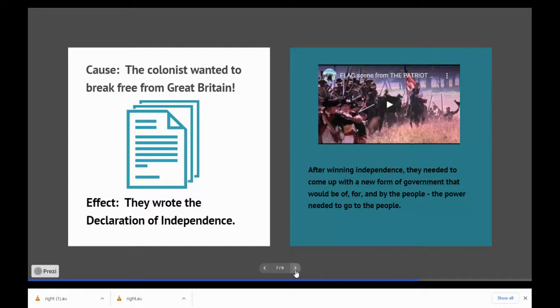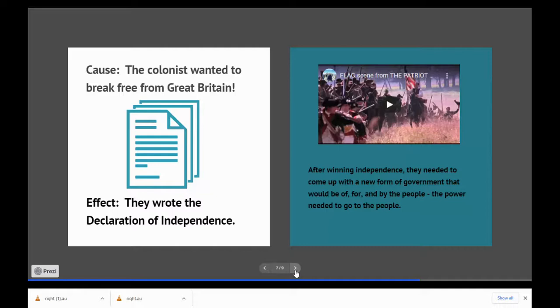Declaration, I see the word declare, and I know independence means freedom. The Declaration of Independence was when they declared that they were free. Thomas Jefferson wrote that. Remember, we talked about. He was so proud of that document when he wrote that.